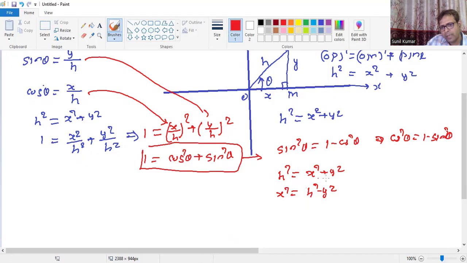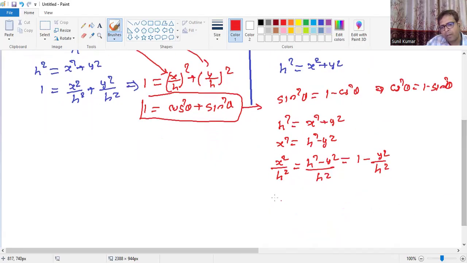हम इसको लिख सकते हैं, x square को y square को लेफ्ट साइड लेके जाएंगे तो h square minus y square। OK, and now dividing by h square on both sides, so we can write x square by h square equals h square by h square minus y square by h square. Okay, so here h square and h square get cancelled out. Here we have 1 minus y square by h square.